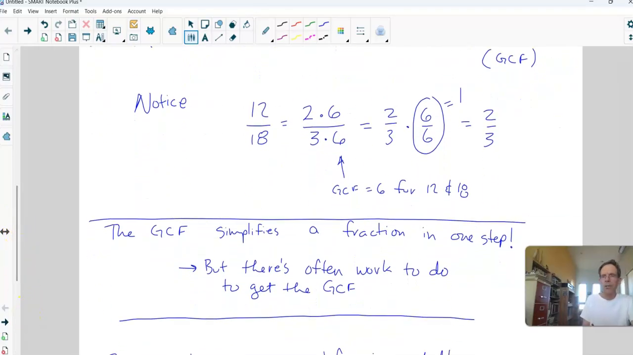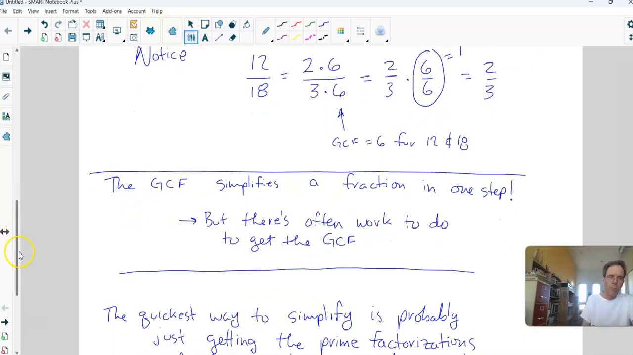The GCF, the greatest common factor, lets us simplify a fraction in one step, because you can pull out the greatest common factor. It's the same in the top and the bottom. They cancel, leaving the simplified numerator and denominator. It's usually slower because you have to do the extra work to find out what the GCF is. Sometimes you can just look at the numbers and say, oh, I know the GCF is 6. And so you would just divide 12 by 6 and 18 by 6 and get 2/3. Okay, let's look at some more examples.